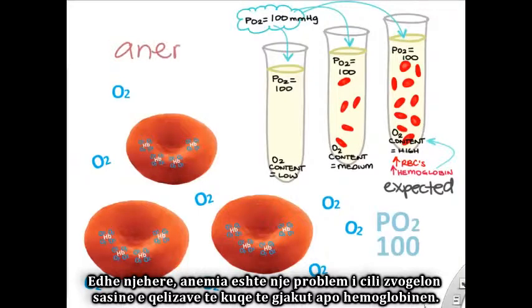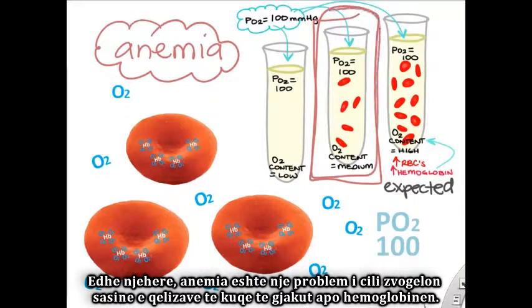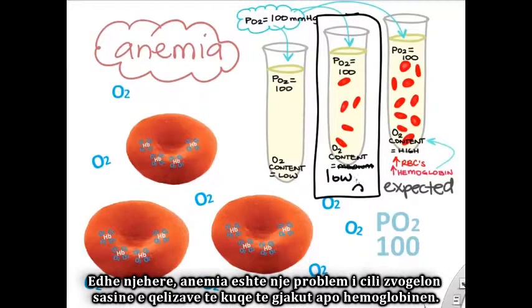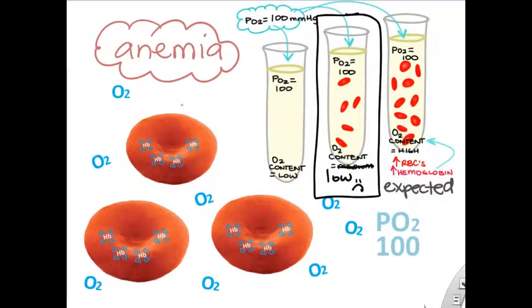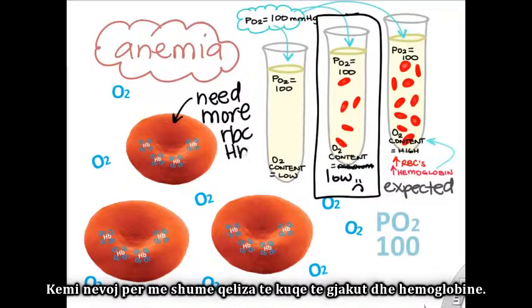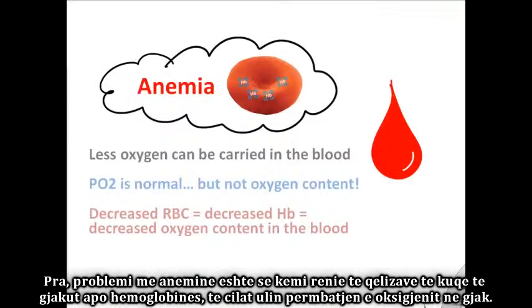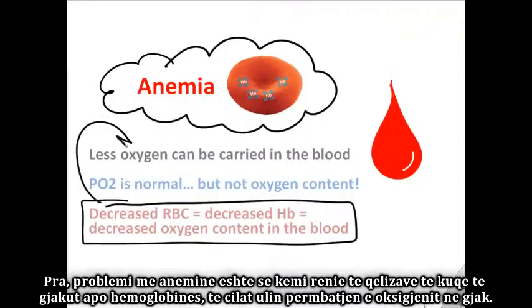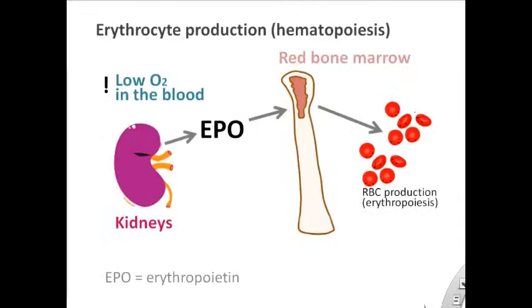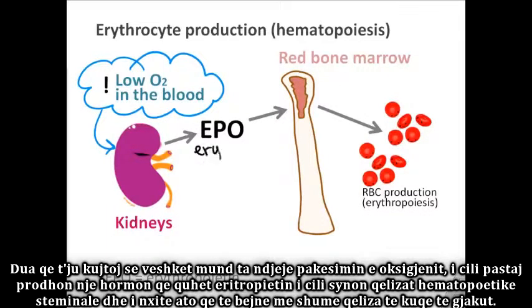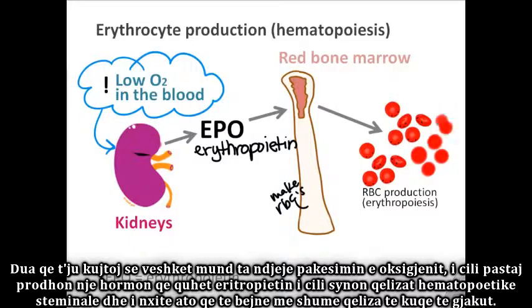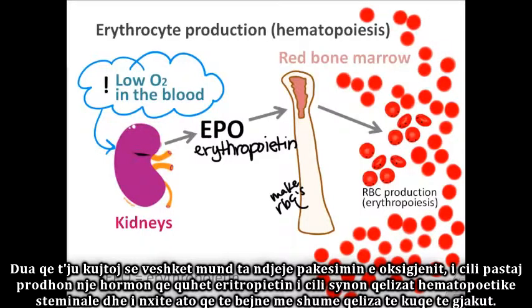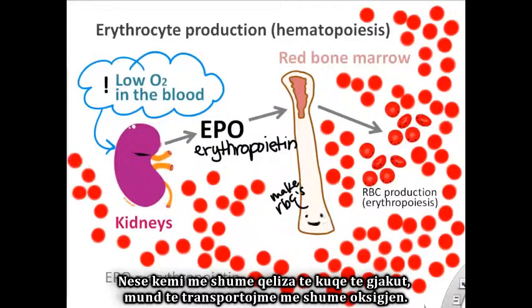So again, anemia is really a problem with a reduced amount of red blood cells or hemoglobin. How do you get rid of anemia? Well, you're going to need more red blood cells and more hemoglobin. So the problem with anemia is that you have reduced red blood cells or hemoglobin, which reduces the oxygen content in your blood. And of course, we like oxygen for our cells. I just wanted to remind you that your kidneys can sense this low oxygen and produce a hormone called erythropoietin, which targets your hematopoietic stem cells and stimulates them to make more red blood cells. If you have more red blood cells, you can carry more oxygen.